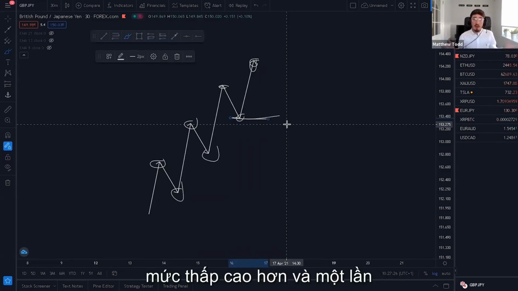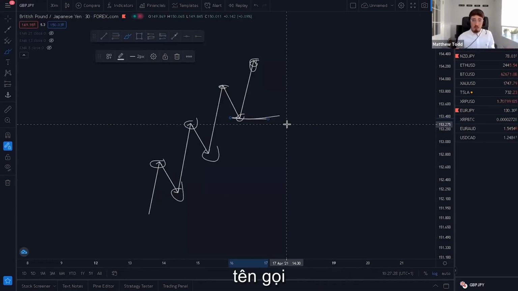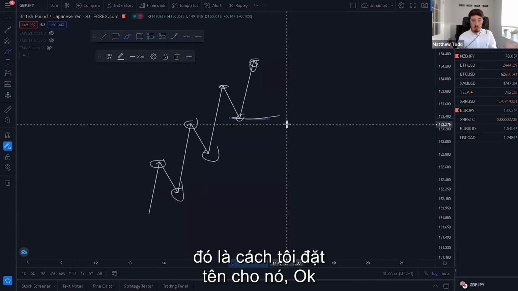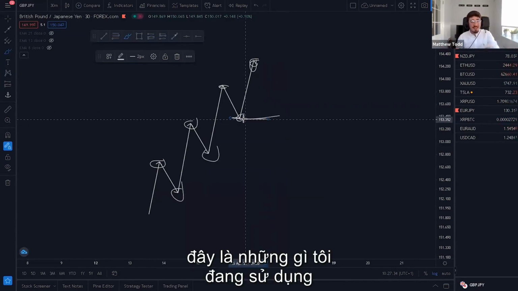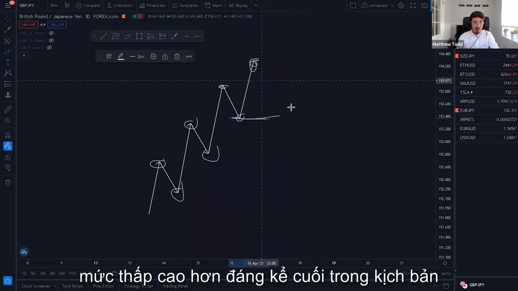And again, I have no idea where that terminology came from. I just said it one day and that was how I named it. So this is what I'm using as the last significant higher low in this scenario.